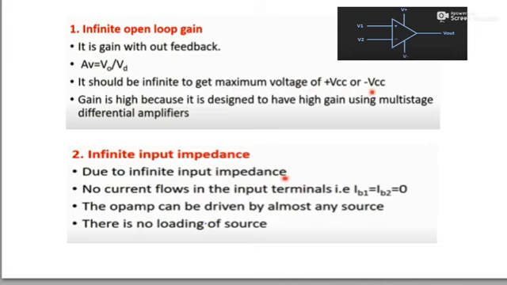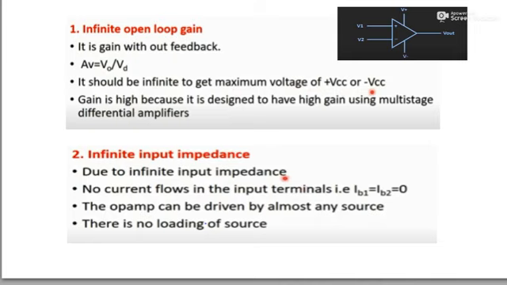First characteristic, infinite open loop gain. What is the meaning of open loop? There is no feedback from output to input, so it is named open loop gain. What is the meaning of gain? The ratio of output to input is named gain.